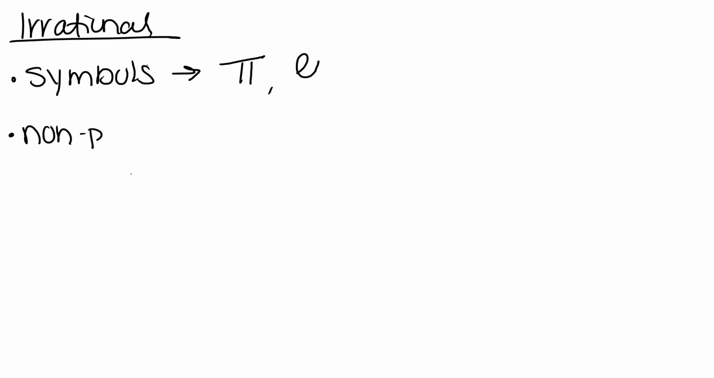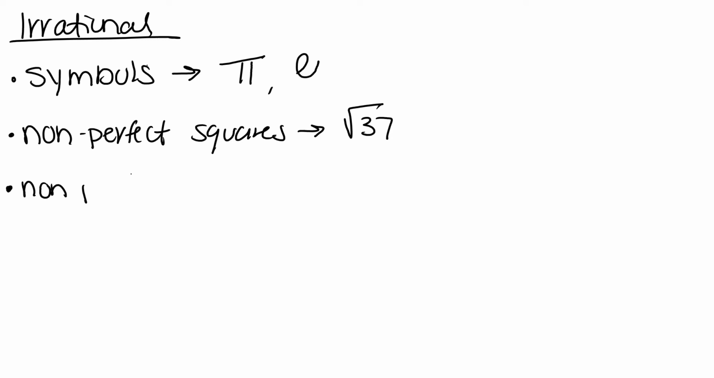We can say non-perfect squares, so square roots that are not on our list of 15. For example, the square root of 37. 37 is not on our list. The same rule applies for our non-perfect cubes. Any of the cube roots that are not on our list. For example, the cube root of 12 is not on our list of 5. It is an irrational number.